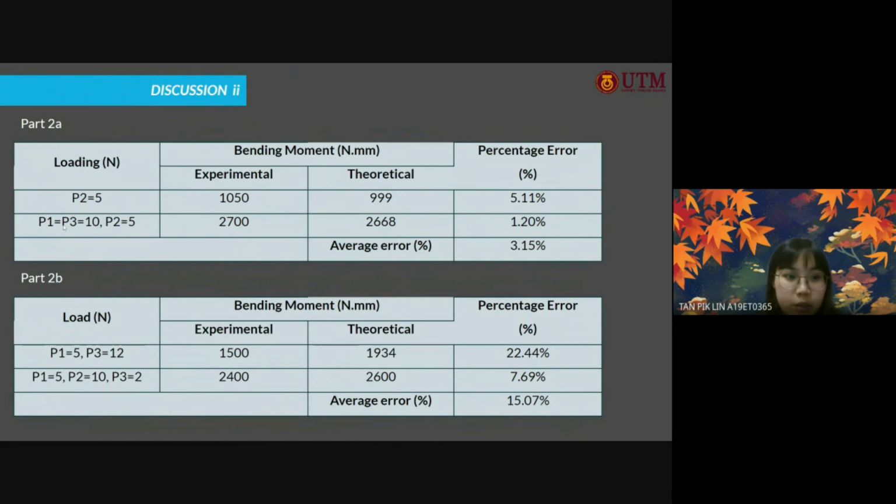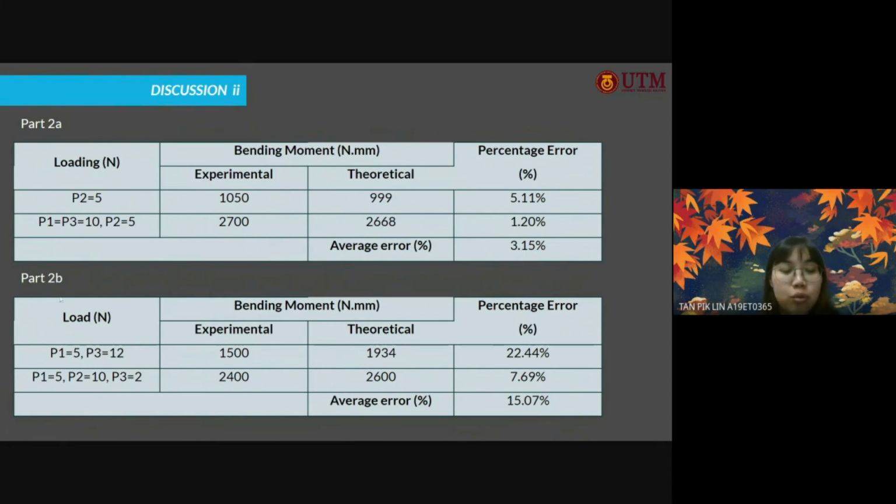And for P1 equals to P3 equals to 10 Newton and P2 equals to 5, the experimental bending moment is 2,700 and theoretical is 2,668. So the percentage error is 1.20%. And in total, the average error we get is 3.15%.